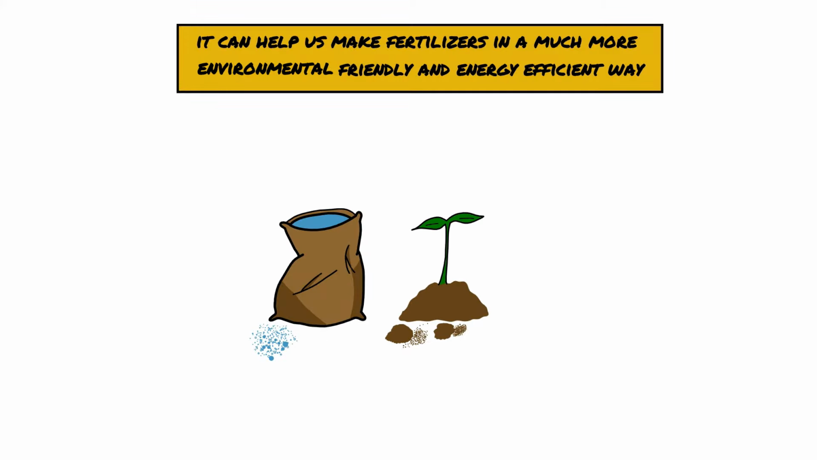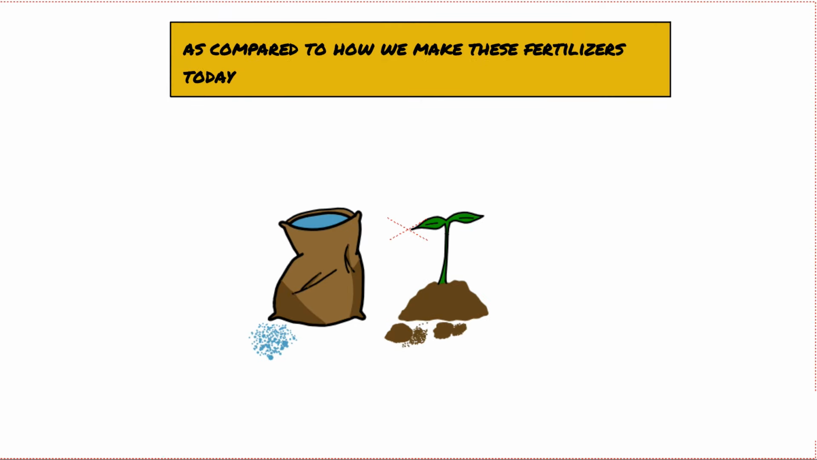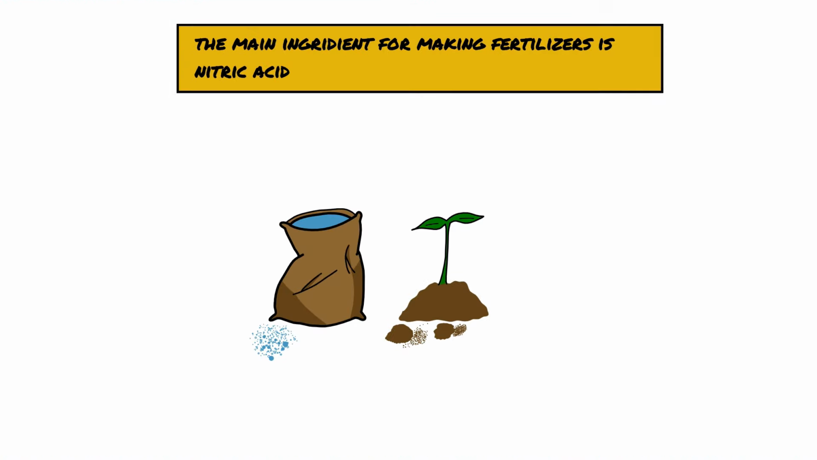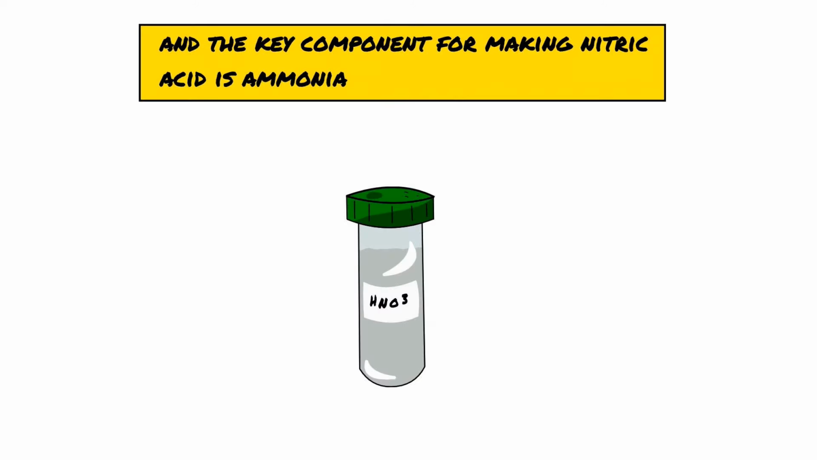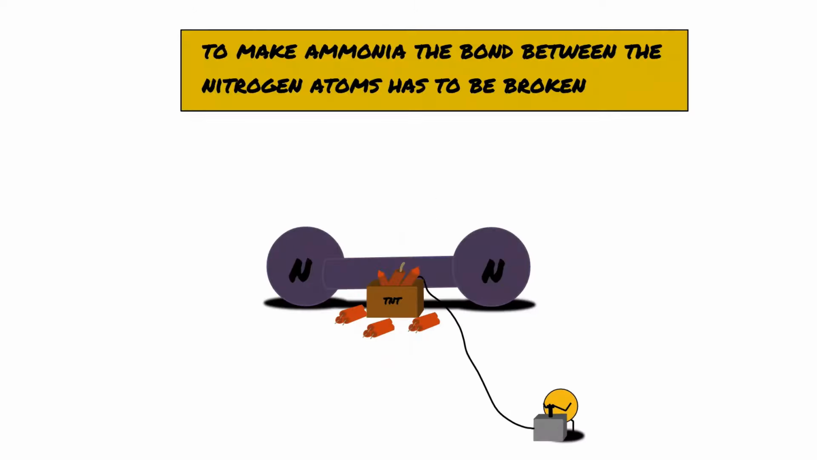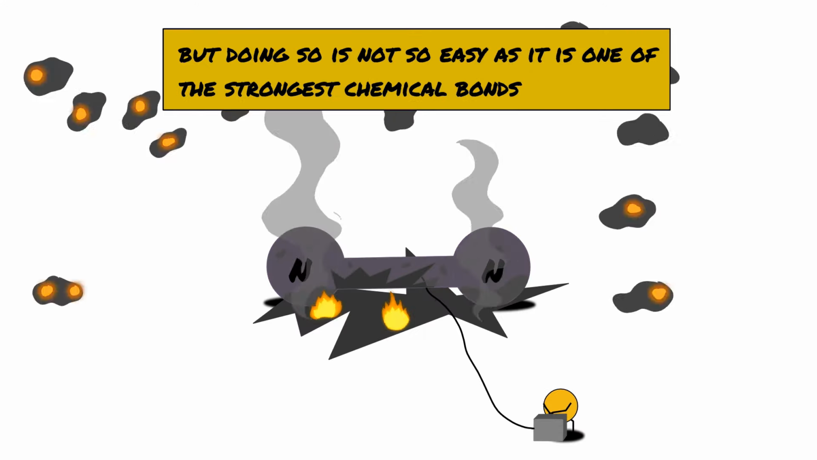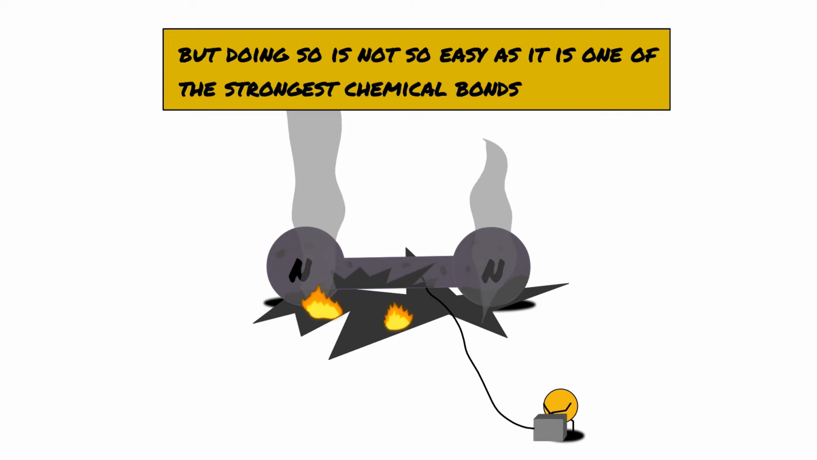For example, it can help us make fertilizers in a much more environmentally friendly and energy efficient way as compared to how we make these fertilizers today. The main ingredient for making fertilizers is nitric acid, and the key component for making nitric acid is ammonia. To make ammonia, the bond between the nitrogen atoms has to be broken. But doing so is not easy, as it is one of the strongest chemical bonds.